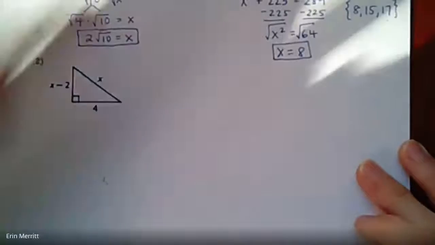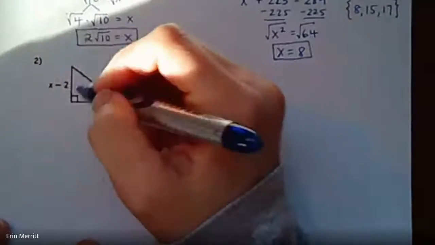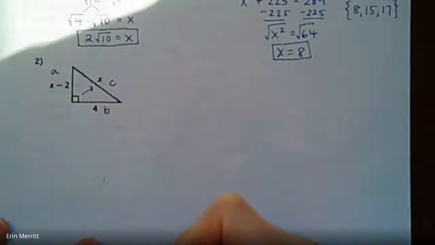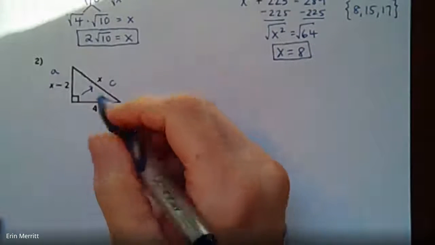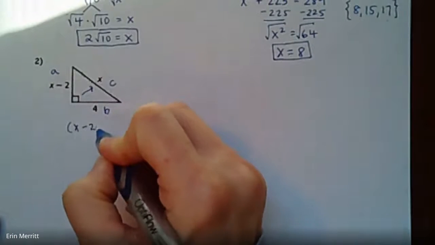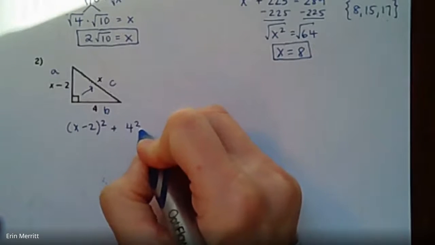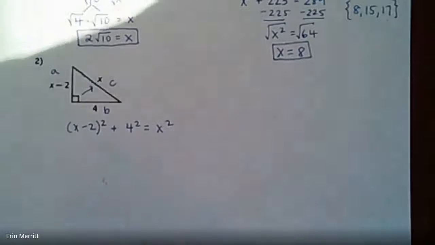Number 2, I like this one. Hypotenuse, so that's the x. Here's a, here's b. All right. When we plug in that quantity x minus 2, I want to square all of it. So squared plus 4 squared and then equals x squared.